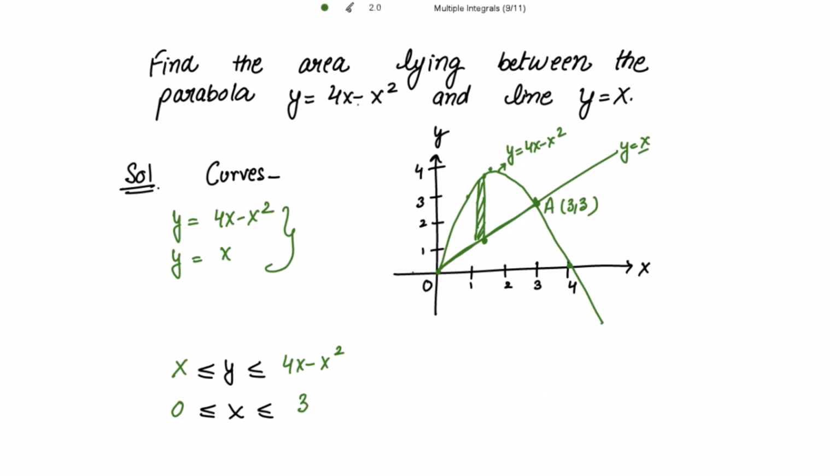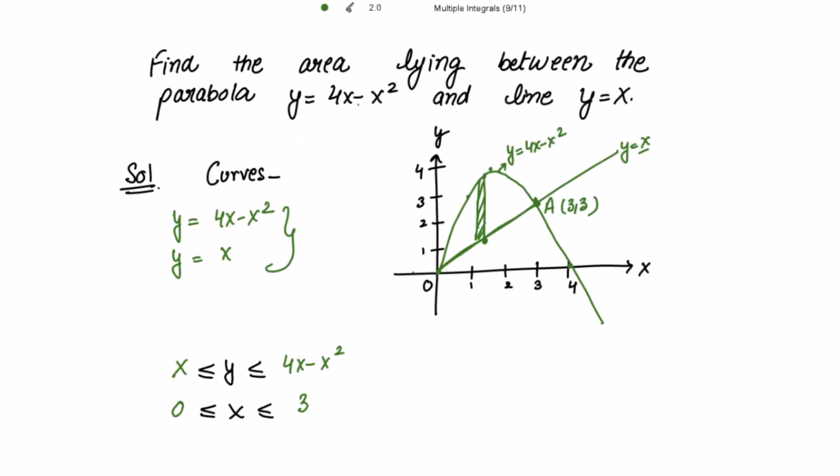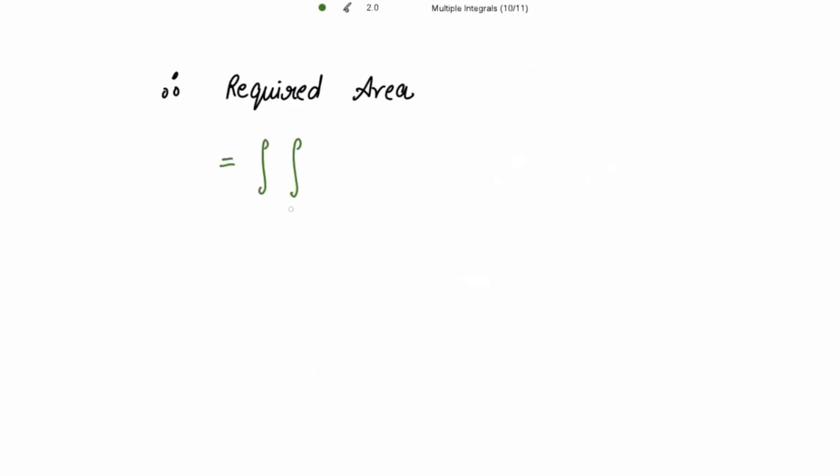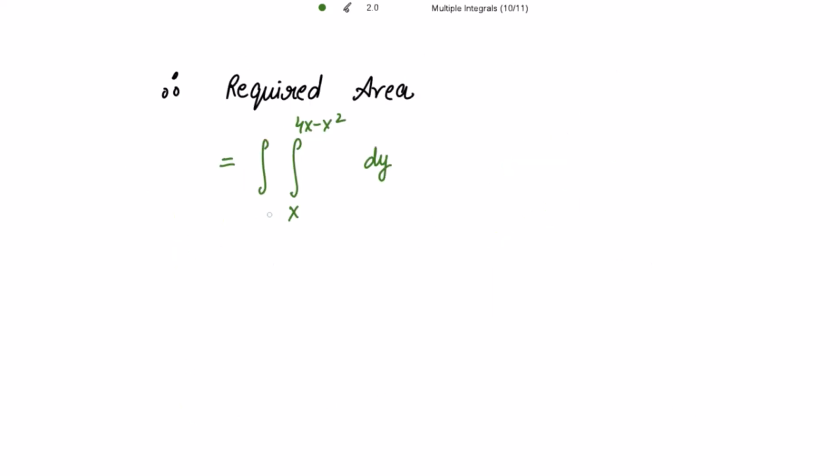And now calculating the area bounded by these curves. So this area is equal to this double integral, because we have the limits of y in the form of x. So I'm writing the limits of y first, from x to 4x minus x square, I'm writing dy here. And the limits for x are from 0 to 3, so this is from 0 to 3 dx.